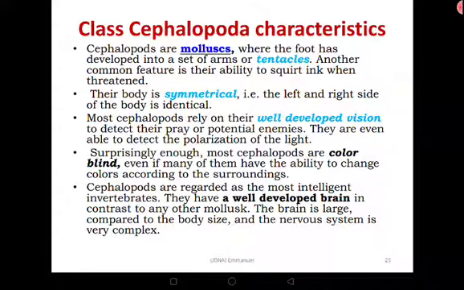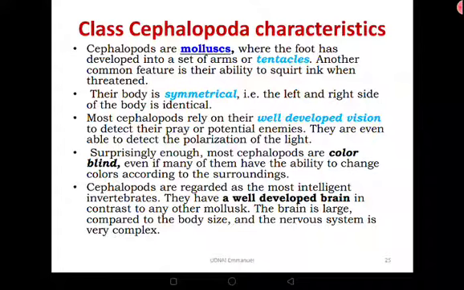Cephalopods are regarded as the most intelligent invertebrates. They are very intelligent, meaning they have a high development of the brain. The brain is large compared to the body size, and the nervous system is very complex. Remember, some of them can even be kept as pets.